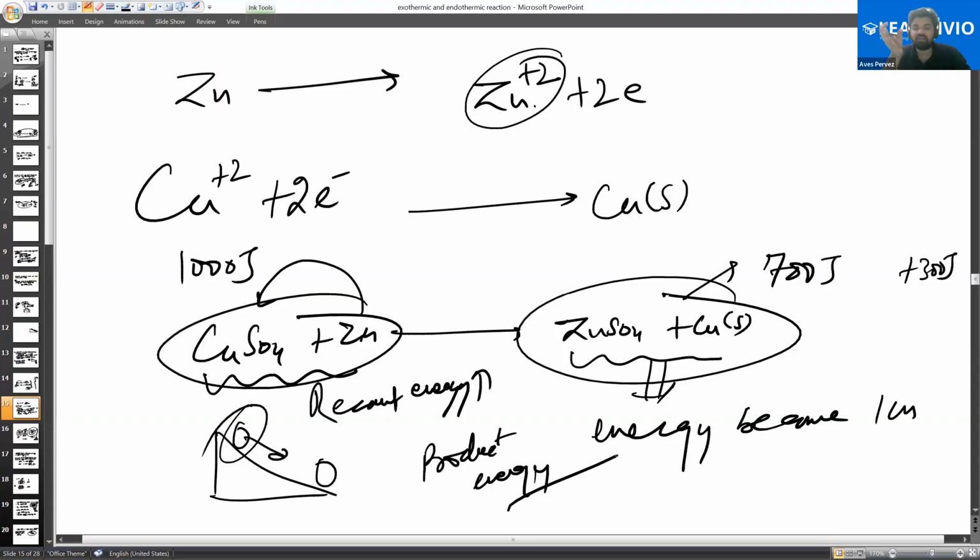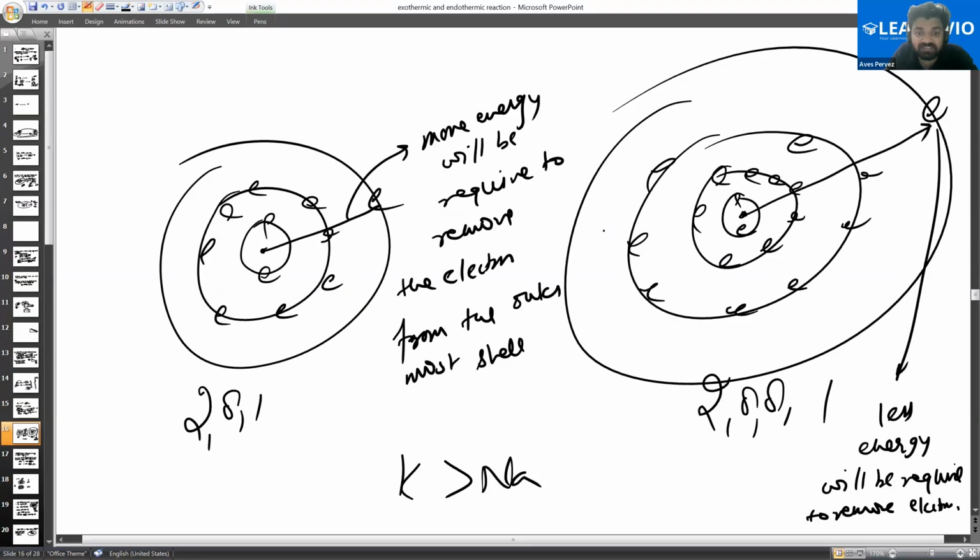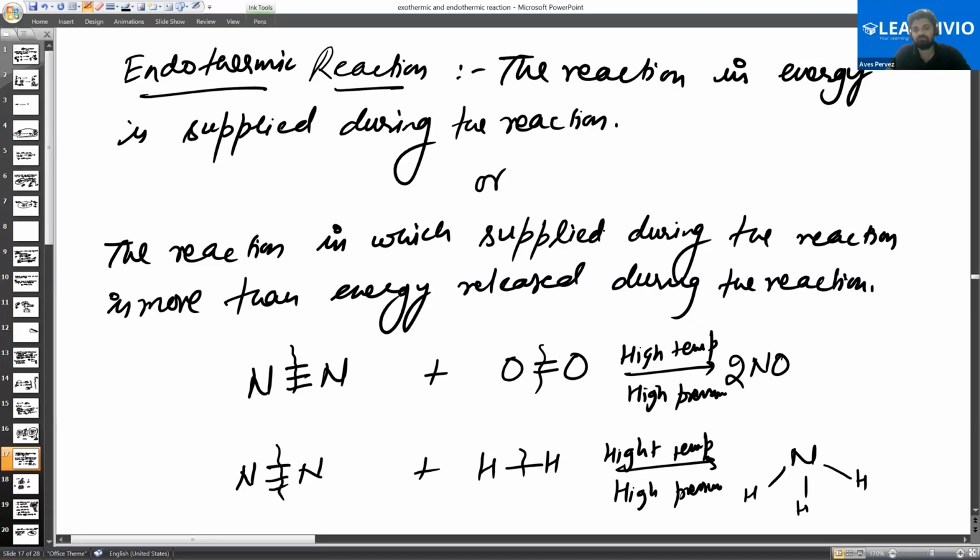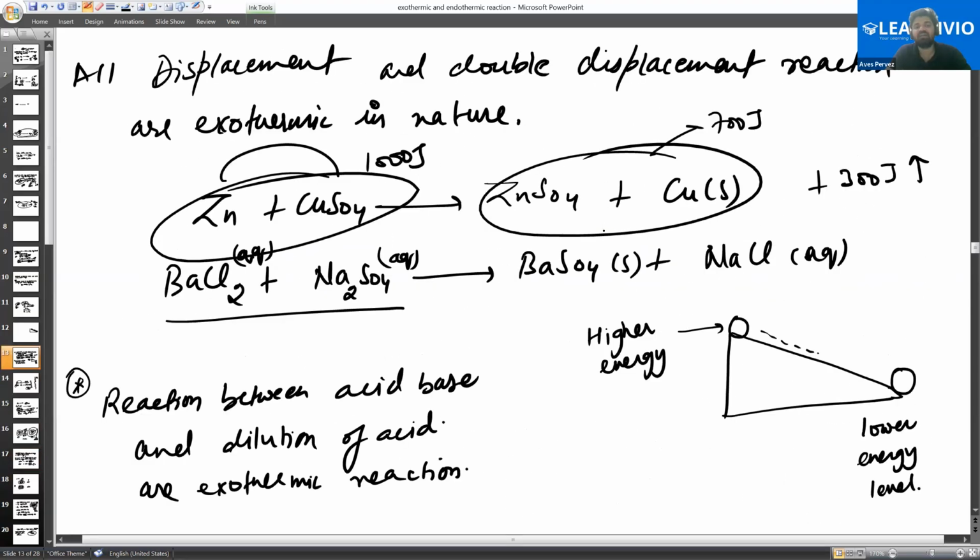Okay, so it will shift. And if it is 1000, whatever the energy, if it is shifting this way, it will release some energy. So that's why all displacement reactions are exothermic in nature. Why? Because these reactions automatically happen. Any reaction that is spontaneous, means when you add it, it occurs without any energy. It occurs by its own. That type of reaction is called a spontaneous reaction. Note it down. All displacement and double displacement reactions are exothermic in nature.